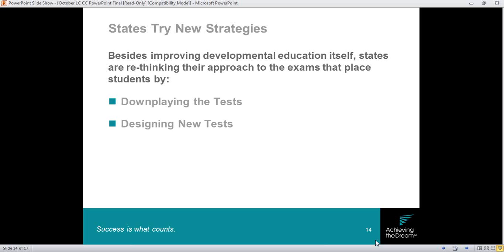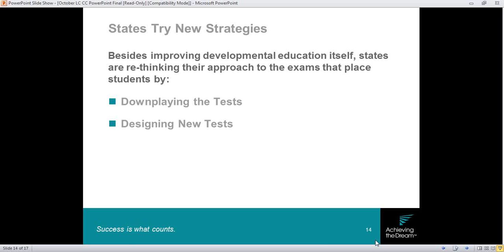Because when we're asking why the predictive value of these tests is so low, one reason is maybe the tests just aren't very good and maybe we can make them better. At least 4 states are already in the process of developing and using new assessments. And some of you, I'm sure, are represented on this call: Florida, Virginia, North Carolina, and Texas.